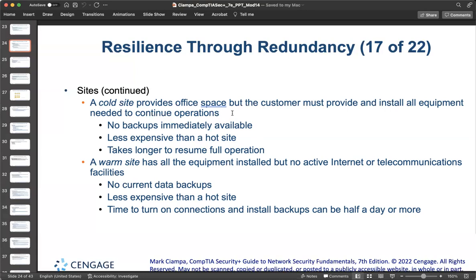Again, that goes back to your business impact analysis to make a decision over which one of these sites is needed for your specific business, right? That's the definitive factor.